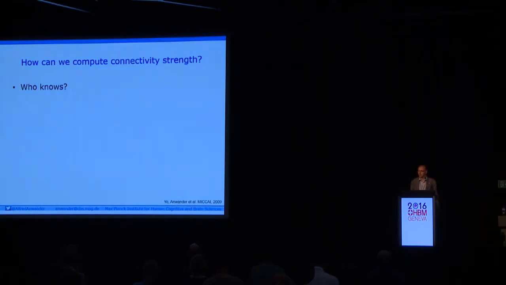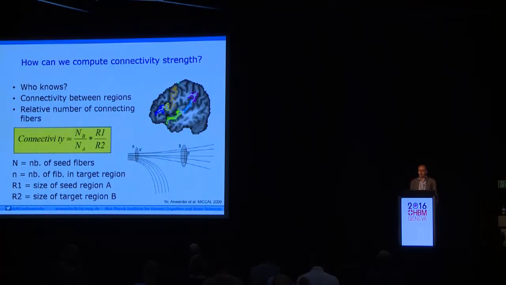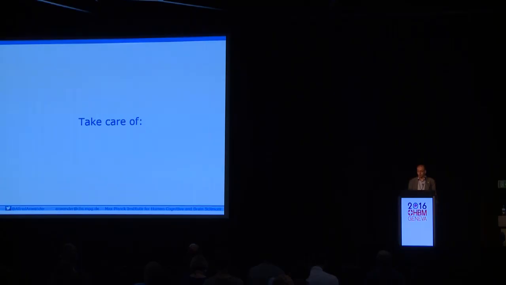Many of you know, we just take regions, do tractography, and then we can compute the relative number of streamlines connecting one area with the other areas. Relative means we have to normalize by the number of streamlines arriving from area A in B, and by the size of area A and area B. In biological terms, this would mean the amount of influence that activity in region A would have on activity in region B. So this is something we can quantify, but we have to take care.